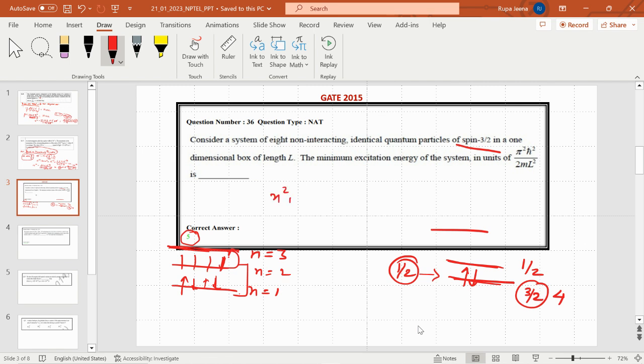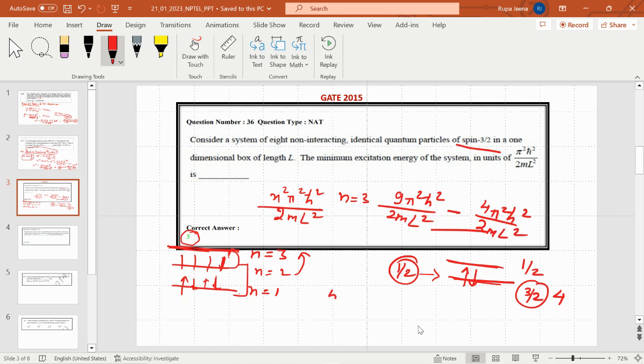So n square pi square h cross square upon 2 m l square. For n is equals to 3, it is 9 pi square h cross square upon 2 m l square minus, from 2 to 3 we are exciting, so 4 into pi square h cross square upon 2 m l square. 9 minus 4 is 5 pi square h cross square upon 2 m l square. This is clear to everyone? Aparna, this is clear to you?